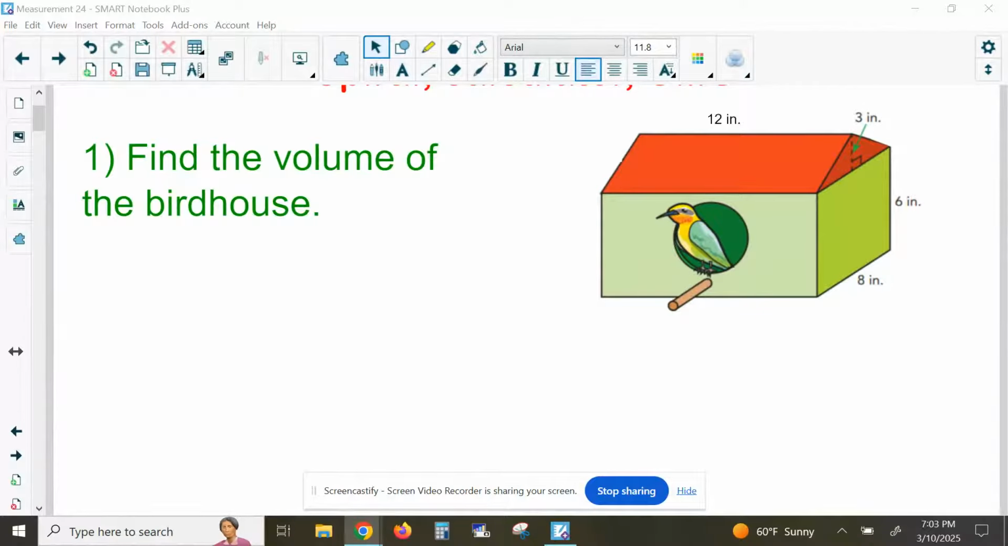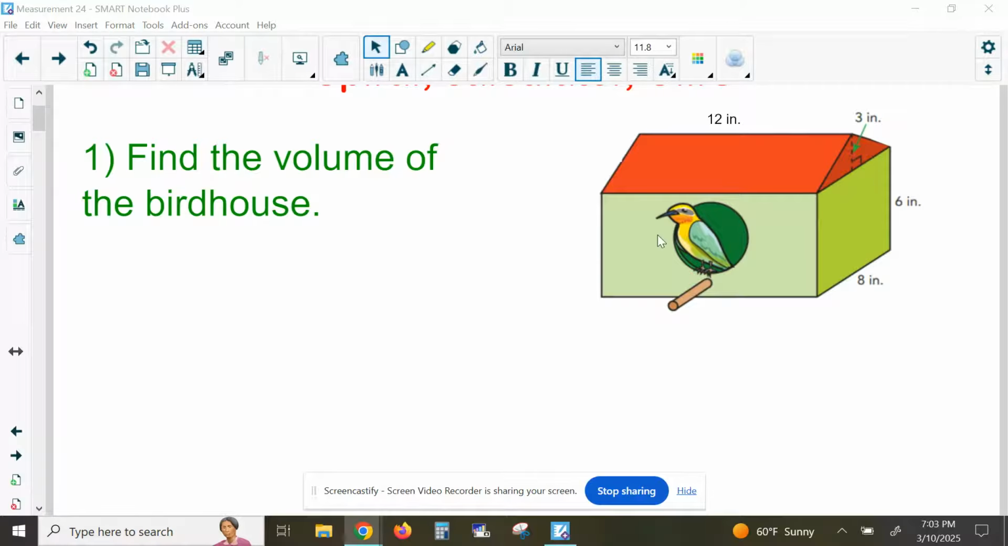Now, if we look at the birdhouse, we can tell that it is not one of the shapes that we have in our notebook. It is not just a rectangular prism or a triangular prism. It actually does have a matching bottom and a top if you look at the two sides. So it is a prism, but this is a pentagon shape, which you do not have a formula for. So for all of these, we're going to be breaking them into pieces.